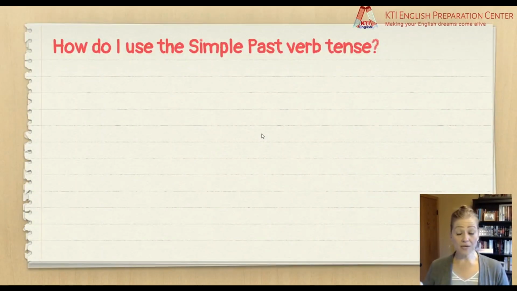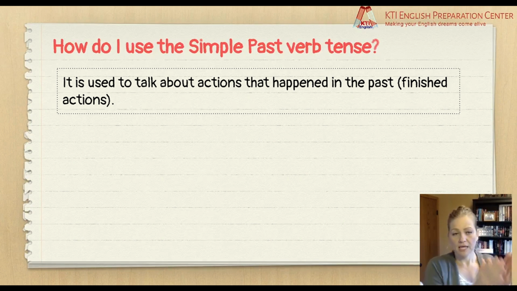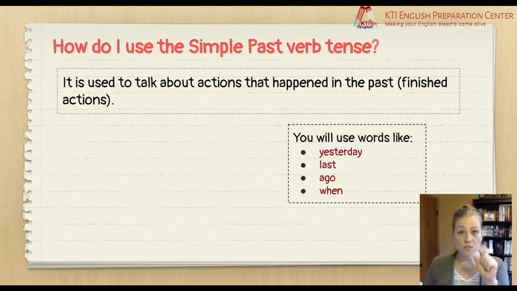So how do I use the simple past verb tense? Well, I've already mentioned that it is used to talk about actions that have already happened. They're finished. In the past, they're behind us, done. We're going to use time marker words like yesterday, last, ago, when. Those types of words give us the clue that, oh, this is past tense.